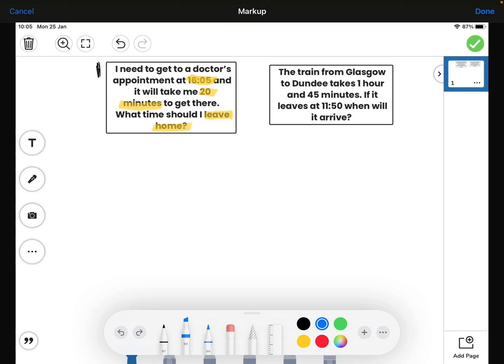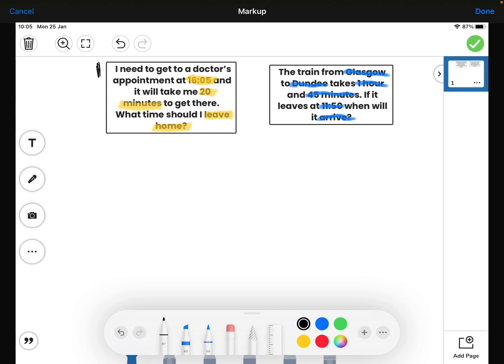So, we're leaving from Glasgow. So that's where I'm starting from. And I want to arrive at Dundee. That's important. The duration is 1 hour and 45 minutes. And it's telling me the starting time. If it leaves, the leaves is the starting time. And I need to figure out when it arrives. Okay, so now I have highlighted all my important information.